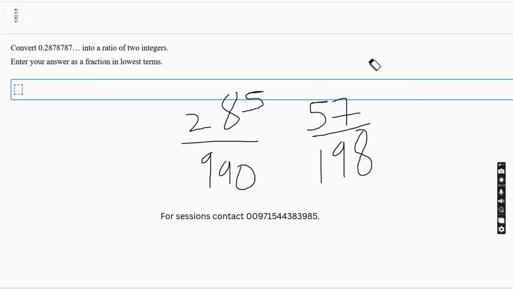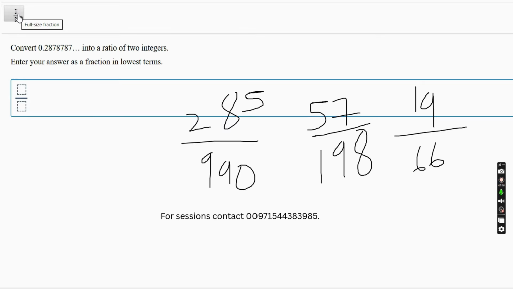So 57 divided by 3, you get 19. And at the bottom, 198 divided by 3, you get 66. So this is your final answer. If you add them, 1 plus 9 is 10 and 6 plus 6 is 12. 10 is not in the divisibility rule of 3 or 9, so this is your final answer.